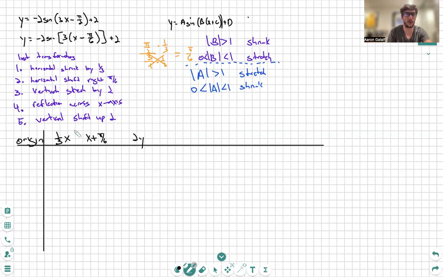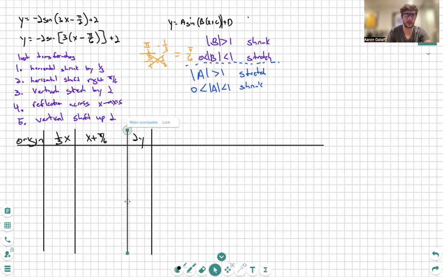So we started with our origin. Then we apply our transformations individually. Our shrink applies to our x value, so we're going to multiply our x by 1/3. Our horizontal shift applies to our x value, so we're going to add pi over 6 to it. Next, we look at our y value. Because we're taking a vertical stretch, we're going to multiply that by 2. And then we're going to take our reflection, which just means take your y and make it negative. And then finally, we're going to take our y and add our vertical shift, which is +2.